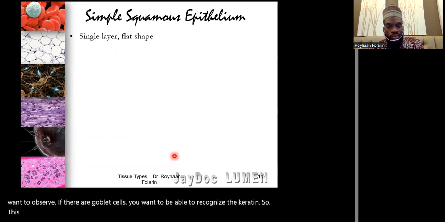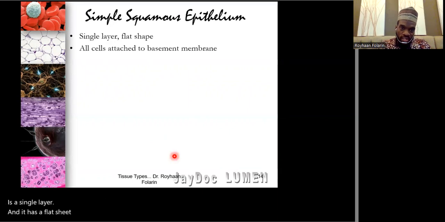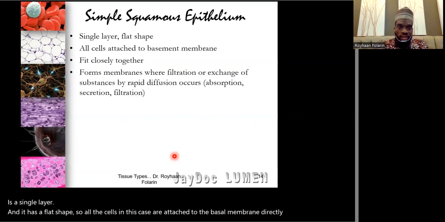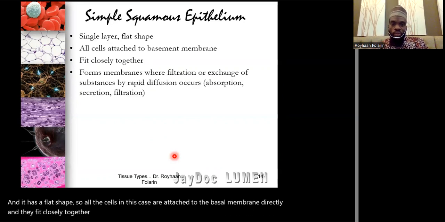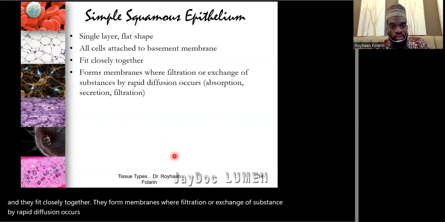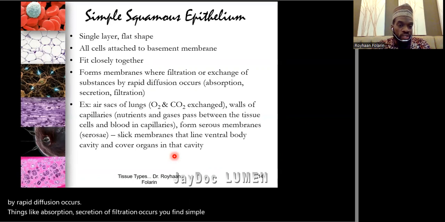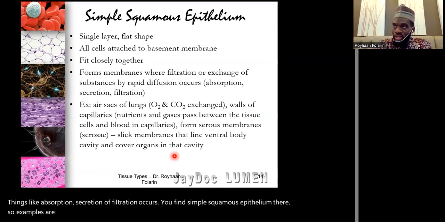So a simple squamous epithelium is a single layer and it has a flat shape. All the cells in this case are attached to the basement membrane directly and they fit closely together. They form membranes where filtration or exchange of substances by rapid diffusion occurs. Things like absorption, secretion, or filtration occur. You find simple squamous epithelium there. An example is the air sacs of the lungs. We need such epithelium for respiration.